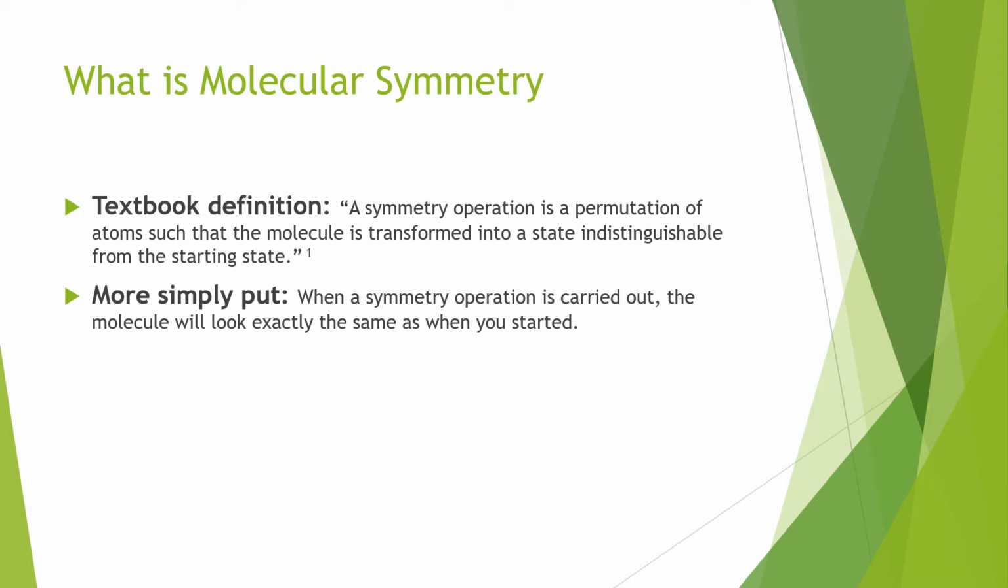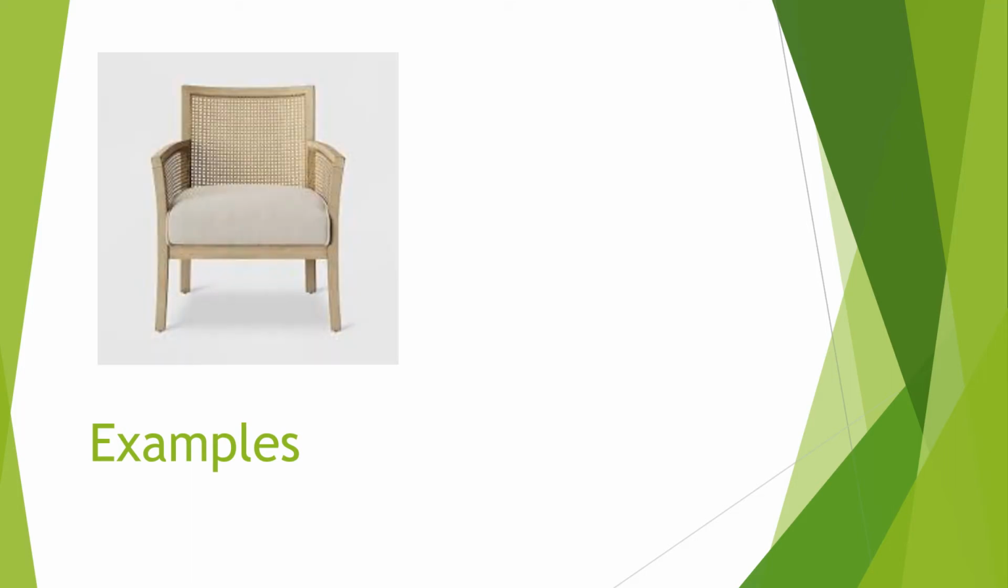First, let's get an idea of what molecular symmetry is. The textbook definition of molecular symmetry is a permutation of atoms such that the molecule is transformed into a state indistinguishable from the starting state. Put more simply, this means that when a symmetry operation is carried out, the molecule will look exactly the same as when you started. Now I'm going to take you through a few examples of molecular symmetry.